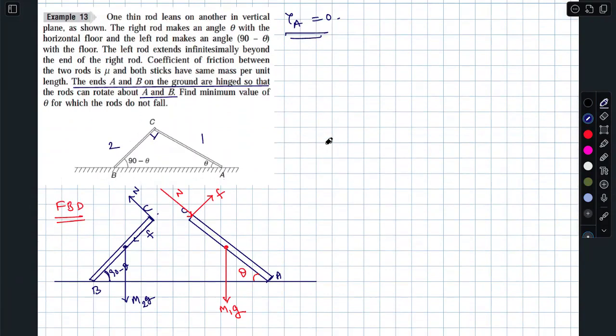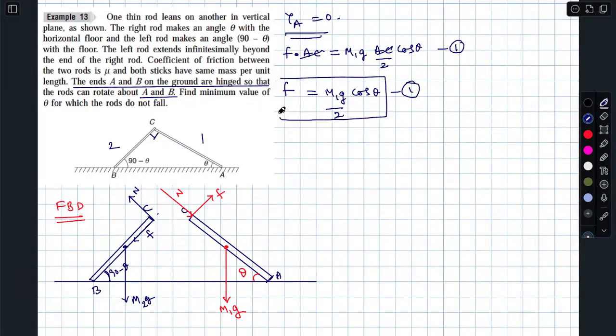You will have F times AC is equal to m1g times AC by 2 cos theta. Equation 1. Allowed? Okay, right. You can cancel these two terms. Now F is m1g by 2 times cos theta. Equation 1.